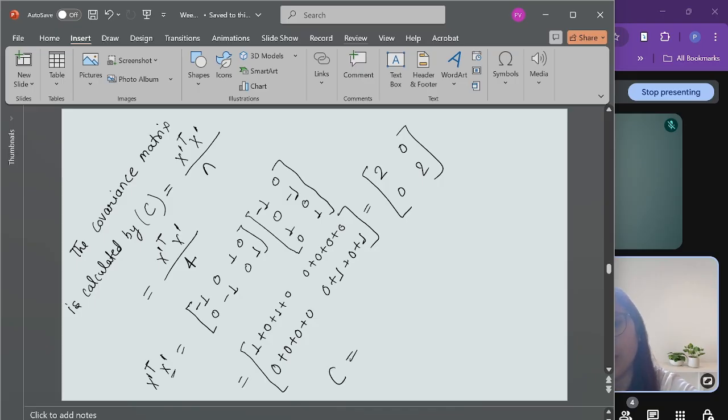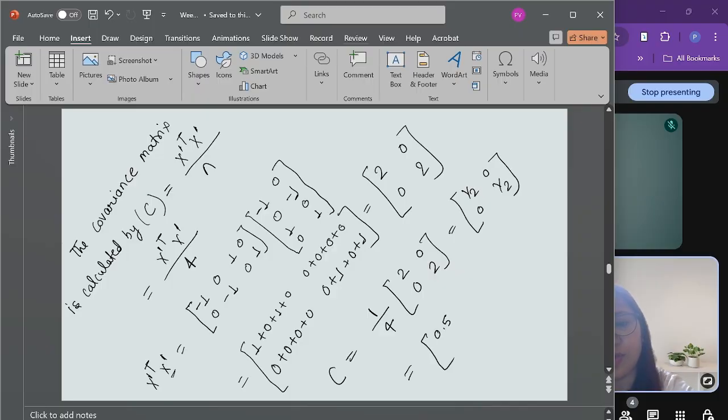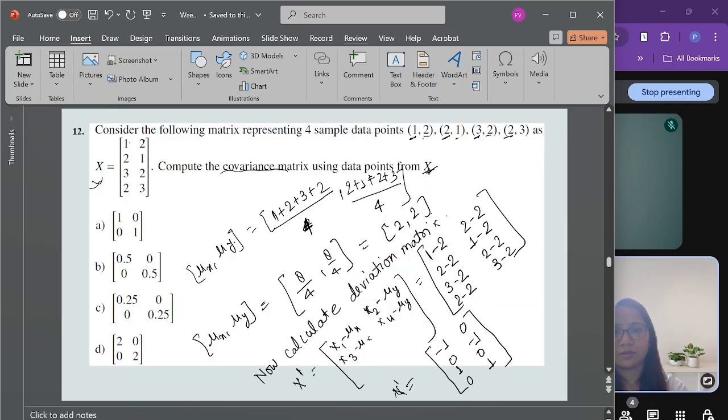Now the covariance matrix C is 1 by 4 into 2, 0, 0, 2. If you just calculate it, you will get 1 by 2, 0, 0, 1 by 2, right? Or we can write it as 0.5, 0, 0, 0.5. So this is our covariance matrix C. So from the options you can see option B is the correct answer for this question.